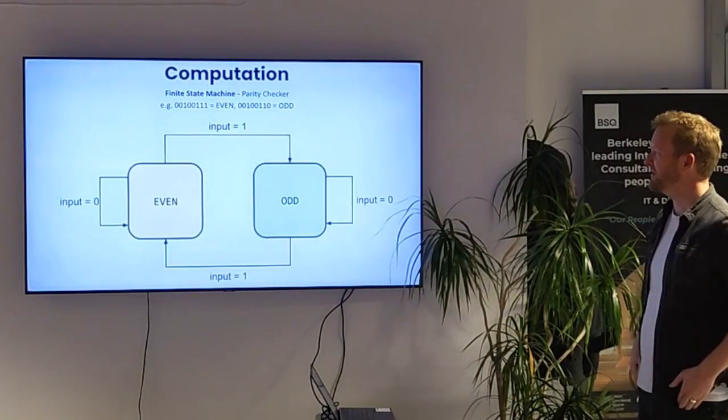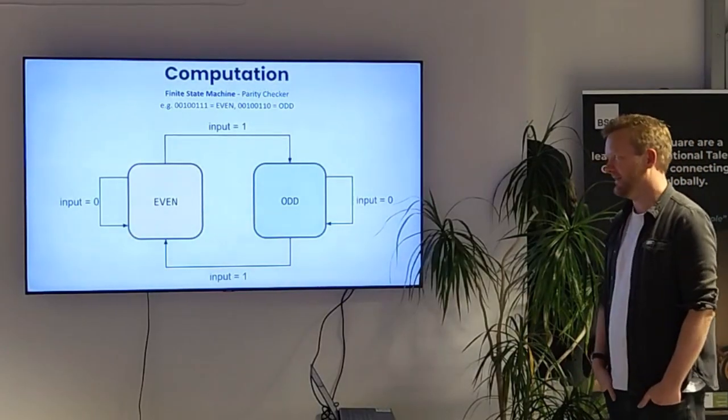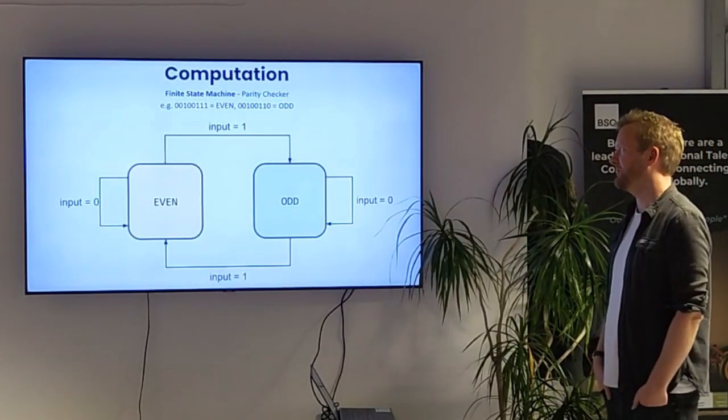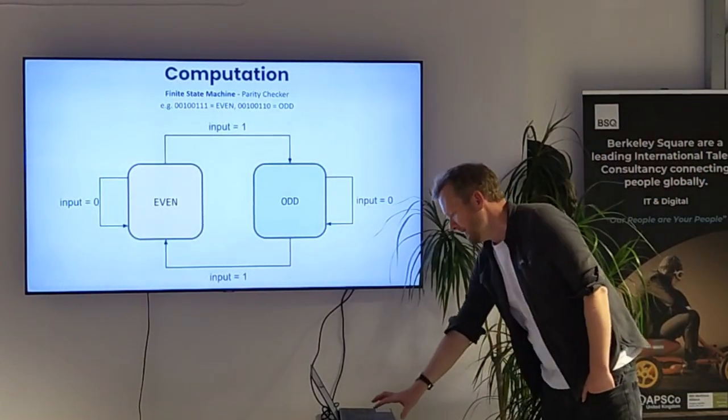I think everyone's hopefully familiar with this. When you haven't got any more bits to process, whatever state you're left in is the answer. That's what gets output as the answer. The idea is that the machine has computed something. It's counted whether there's an even or an odd number of bits.